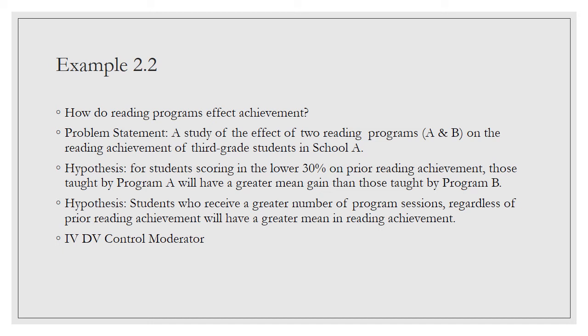A hypothesis that we could state here is for students scoring in the lower 30% on prior reading achievement, those taught by program A will have a greater mean gain than those taught by program B. This is a hypothesis, and because this is the interesting hypothesis, this is what would be linked to our alternative hypothesis. The null hypothesis would state something about no difference. As I said before, often it's just our alternative hypothesis that's stated in a journal article. Sometimes you see more formally a statistical hypothesis of null and alternative.